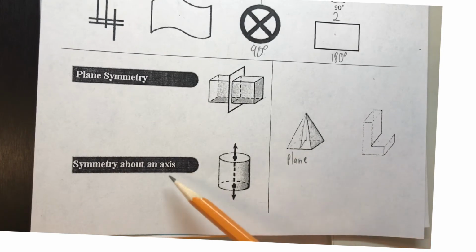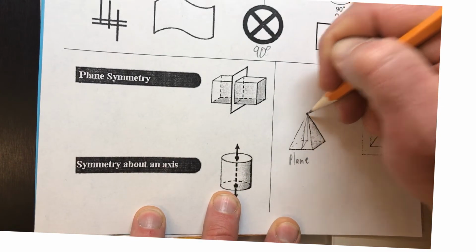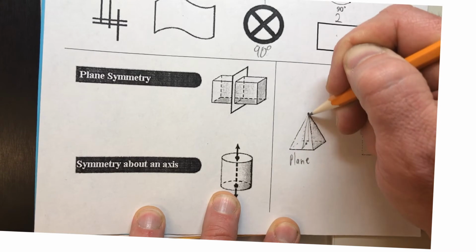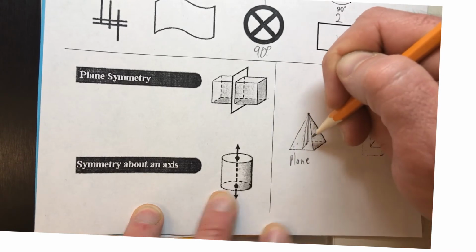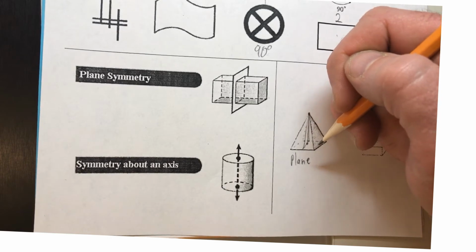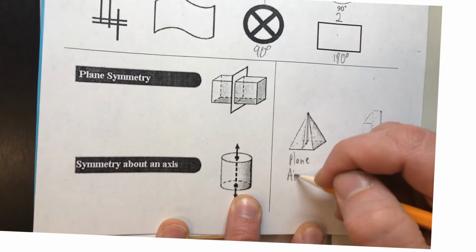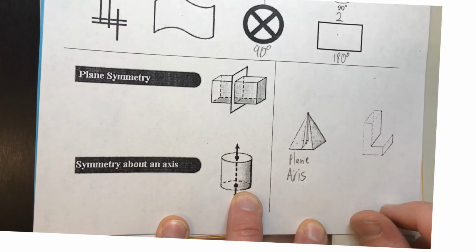Okay, does it have symmetry about an axis? Could I put a line right through the very top up here and then go down through here and spin it on that line and have it land back on top of itself before going all the way back around? Yes, I can do it 4 times. So this has axis symmetry.